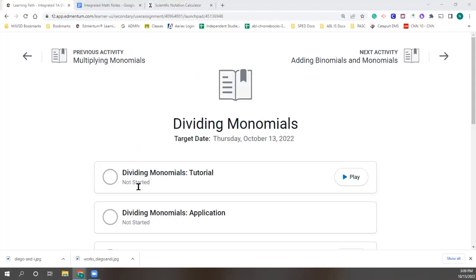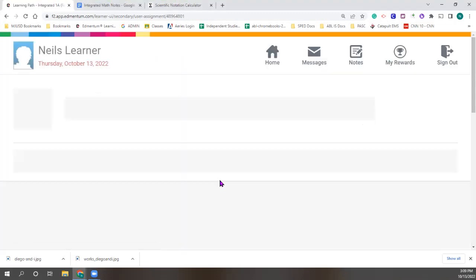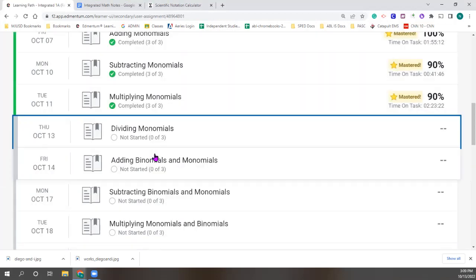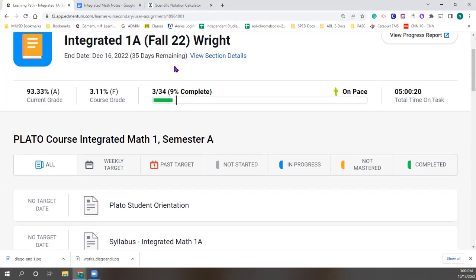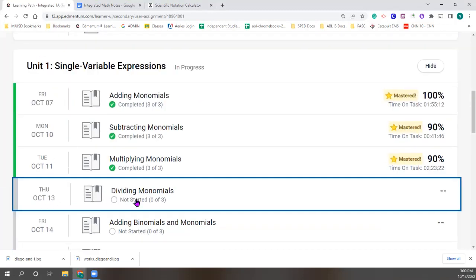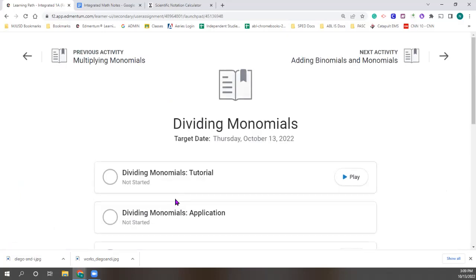Okay, welcome back. We are going to do dividing monomials. Notice that the target date is today, 10/13/22. So although it shows that I am on pace currently, the moment that I don't do this assignment, I am going to be off pace. See? I'm considered on pace right now, but after today, I will automatically be off pace. That's why it's important to continue working to stay on pace and meet those target dates.